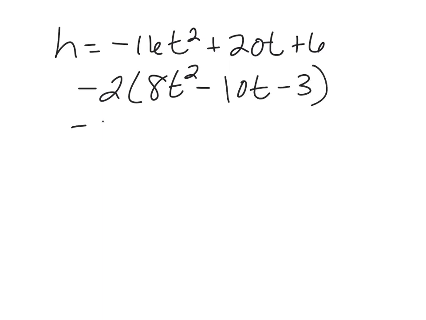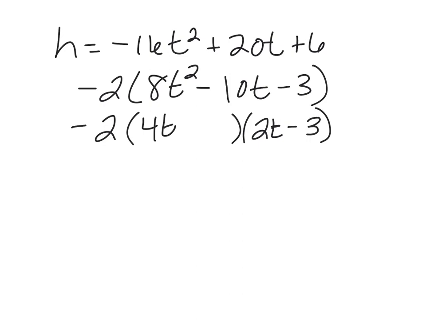Okay, so I'm going to try to factor this. I think I'm going to try 4 and 2. And I need to get negative 3, so one of those has to be negative. So if I do negative 3 here, that'll give me negative 12, plus 1 will give me positive 2, which combined will give me the negative 10.